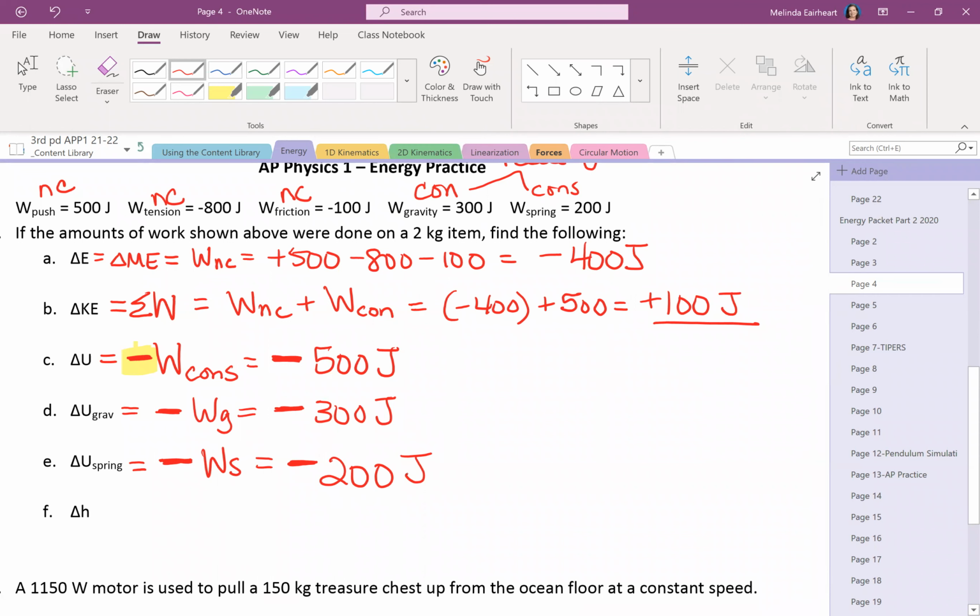And then the last one, we actually get to use one of our new equations, change in height. This can also be delta Y. I try to use both, 50-50, so that we're used to both. But it's the same thing. So which energy change do we want to look at for changes in height?